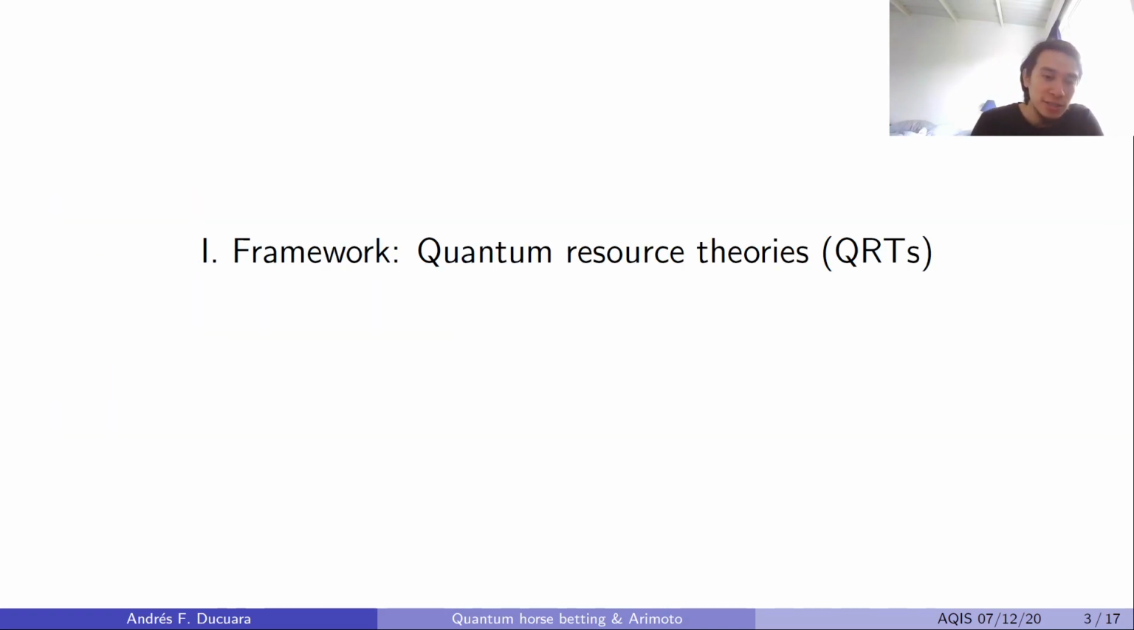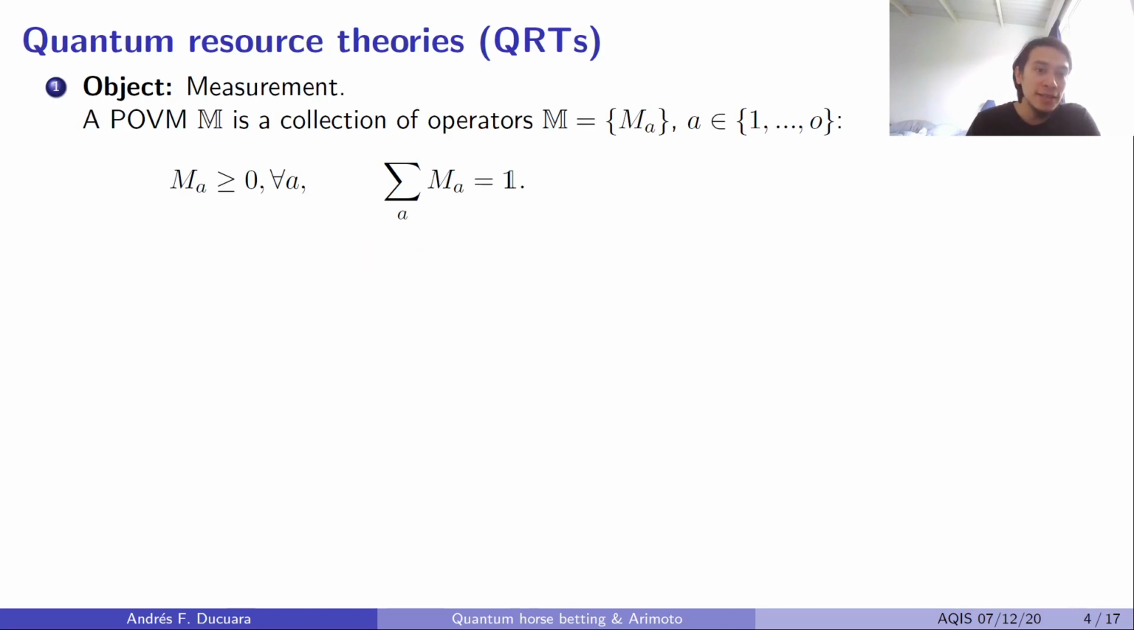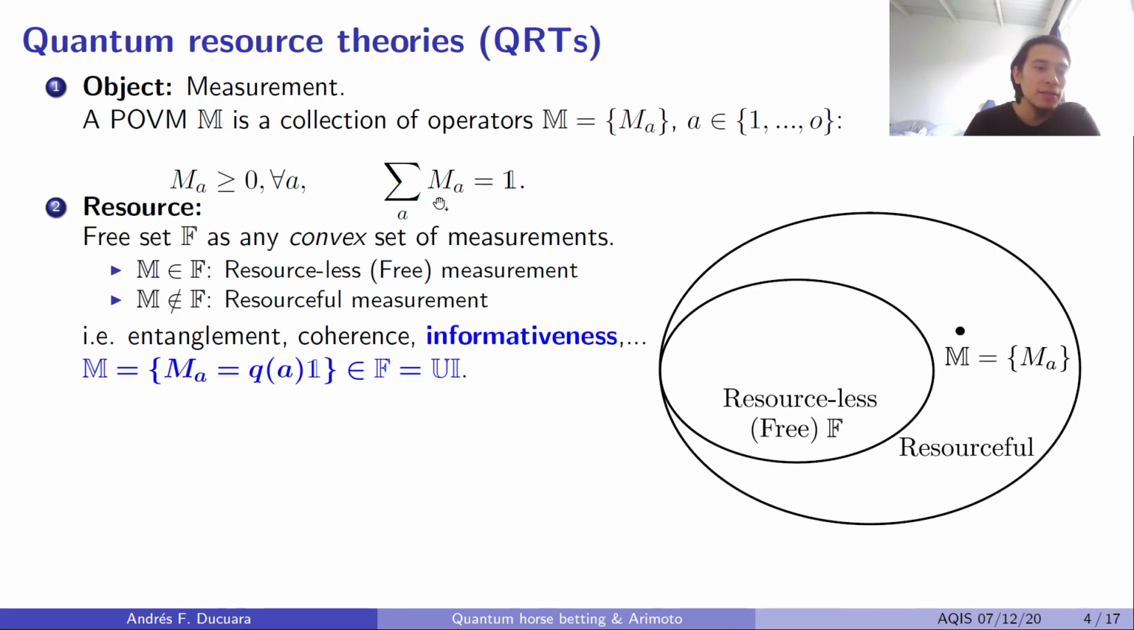Right, so starting with the framework of quantum resource theories, one usually starts by defining the objects of the theory. In this case, we're interested in measurements, which, as we know, are a set of operators such that they are positive semi-definite and they add up to the identity. Then one defines the resource, or the property of these objects that we want to think of as a resource.